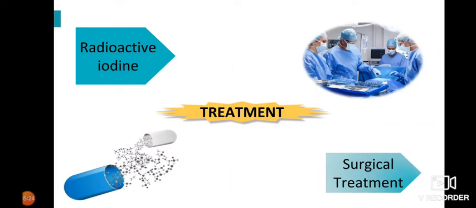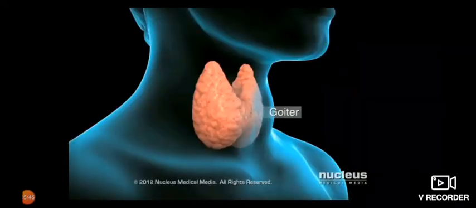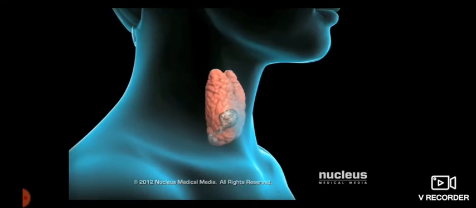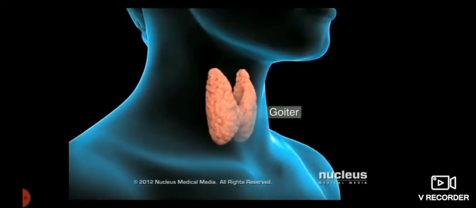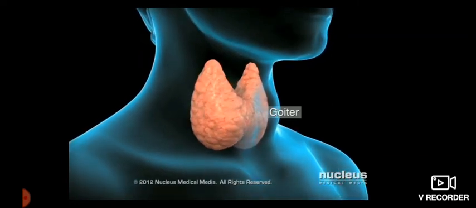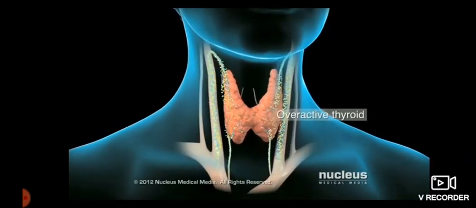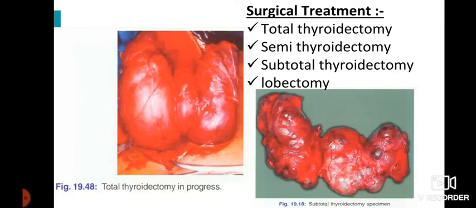The treatment includes radioactive iodine and surgical treatment. What are the indications of thyroidectomy? Your doctor may recommend a thyroidectomy if you have certain thyroid cancers, an enlargement of the gland called a goiter, benign nodules, cysts, or an overactive thyroid. The surgical treatment involves total thyroidectomy, semithyroidectomy, subtotal thyroidectomy, and lobectomy.